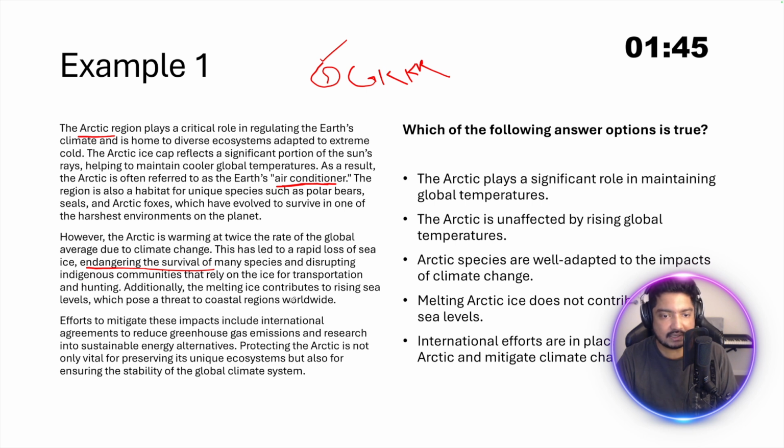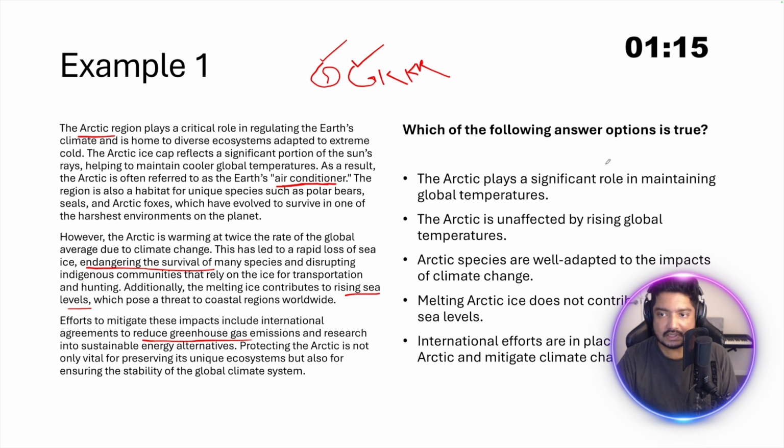Additionally, the melting ice contributes to rising sea levels, which pose a threat to coastal regions worldwide. Efforts to mitigate these impacts include international agreements to reduce greenhouse gas emissions and research into sustainable energy alternatives. Protecting the Arctic is not only vital for preserving its unique ecosystems, but also ensuring the stability of the global climate system. Glancing is done.